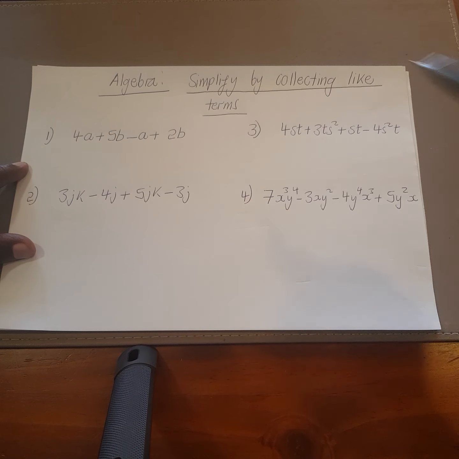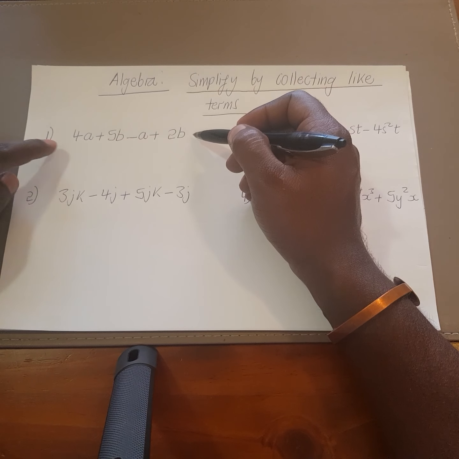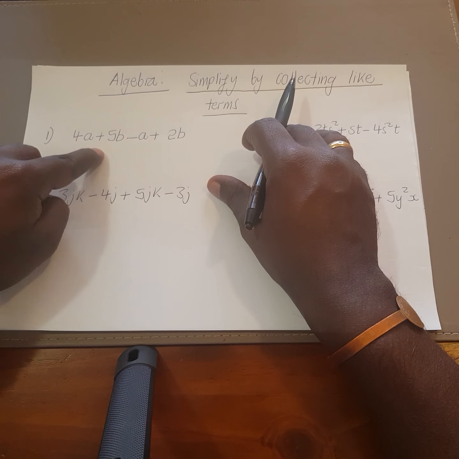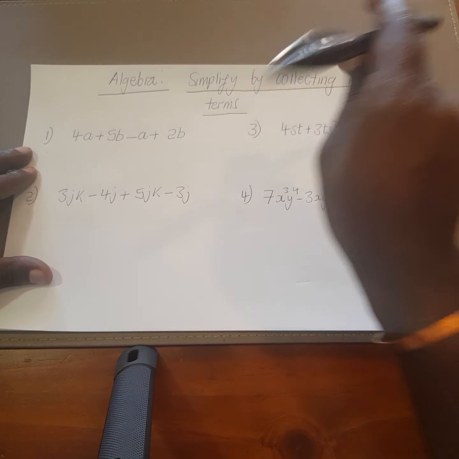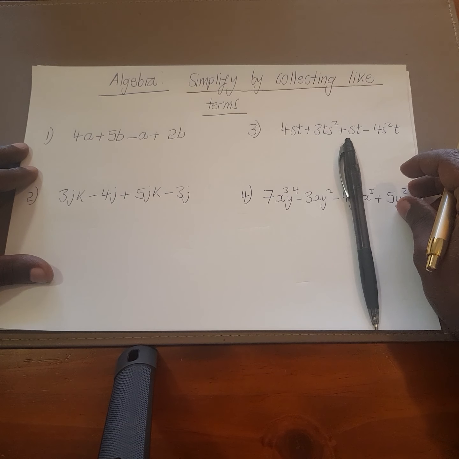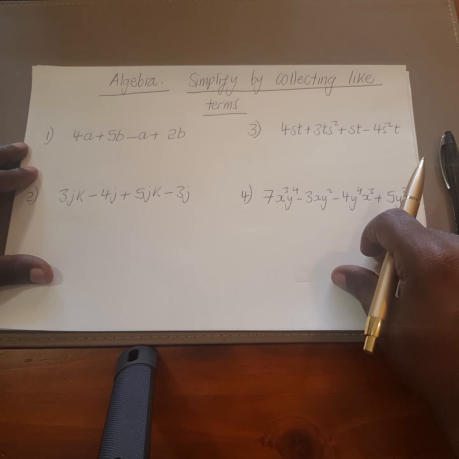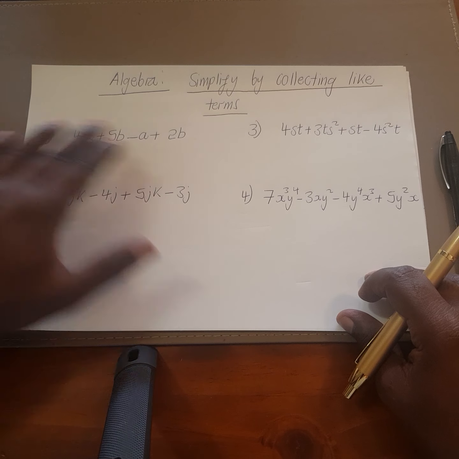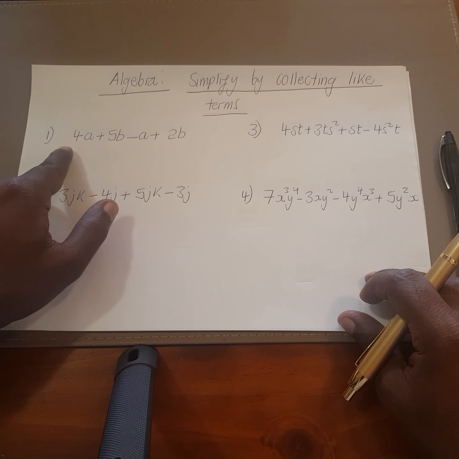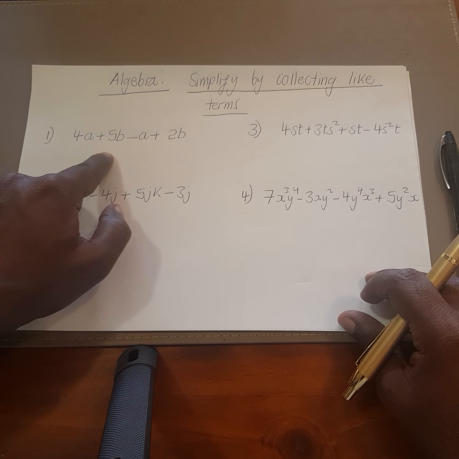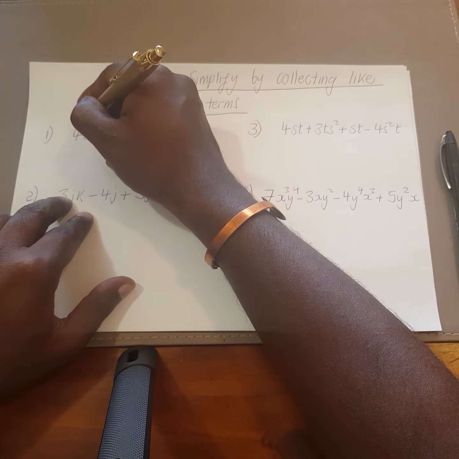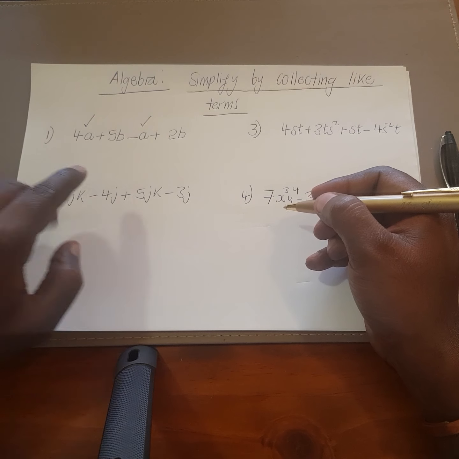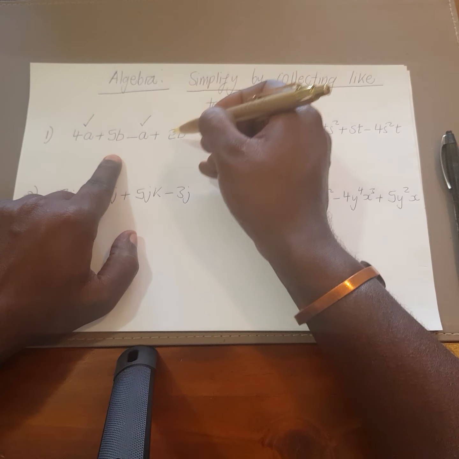So if you look at question number 1, I'll read it out loud in case not everyone can see this question carefully. We've got 4a plus 5b minus a plus 2b. Normally, when students are first attempting this, especially beginner questions, I like to categorize the like terms. You can see between these, you've got 4a and negative a. So I'll put a single tick for the a's, 4a and negative a, and then I'll put a double tick for 5b and 2b.